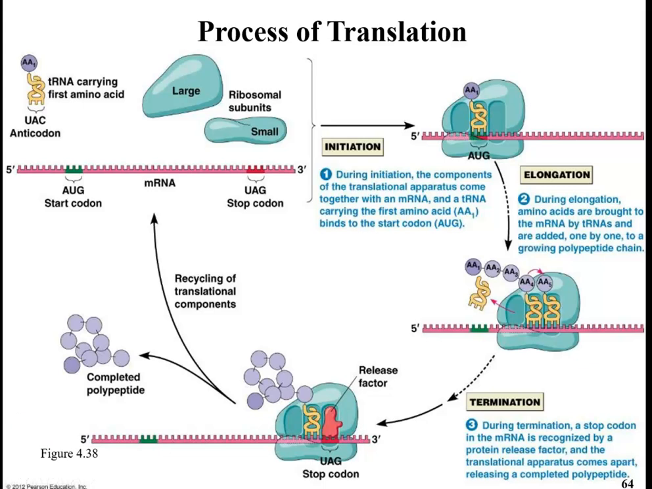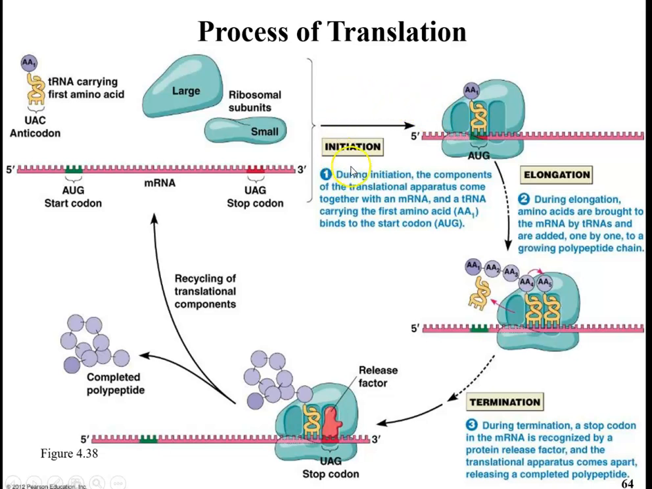Okay, so this image walks you through the steps in the process of translation. So here we start with a tRNA that's carrying a methionine, right? Since it says the first amino acid, that's always going to be methionine. Here's the anticodon region, and here's the amino acid connected to the tRNA molecule. Then you have the large and small ribosomal subunits that come together and they form the ribosome. You have the mRNA molecule that kind of lays across the ribosome like it's a table.